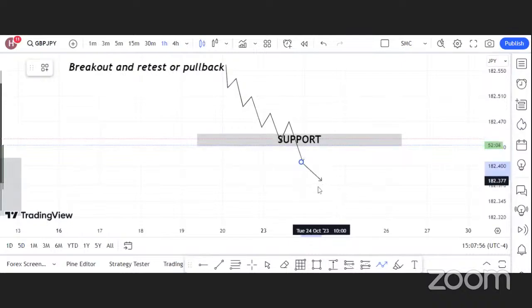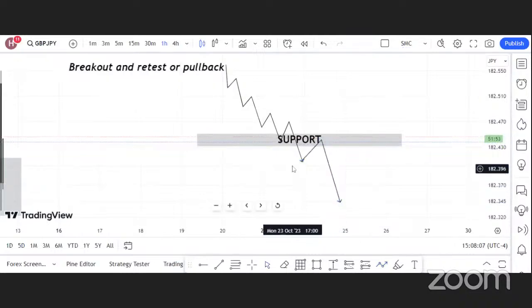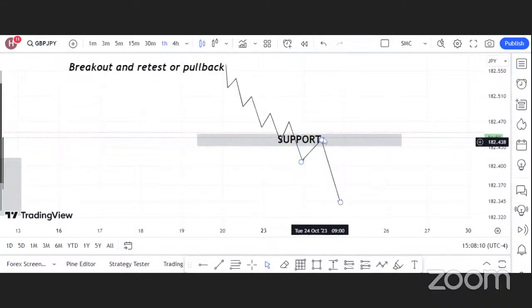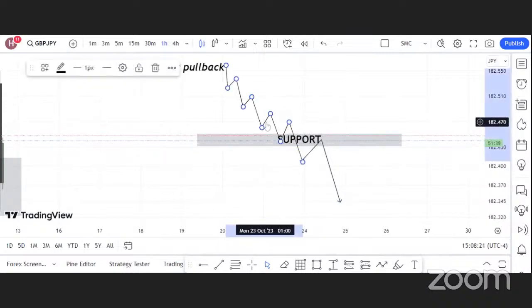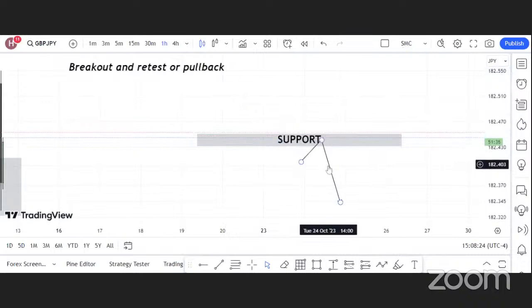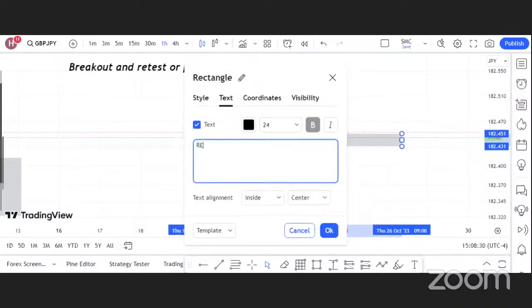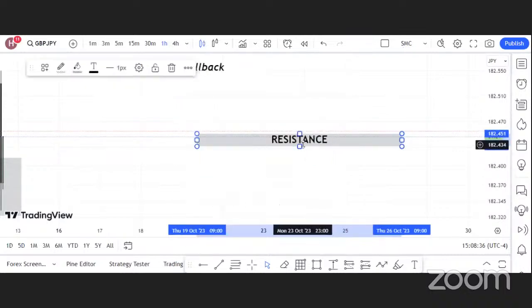Now what are we expecting? Since this is now a new resistance, we are expecting the market to come and touch it and then continue to go down. This process of the market going back to touch it is called a pullback or retest. So guys, I hope you all are following. Let's continue. We just made an example from support. Let's make an example using resistance.